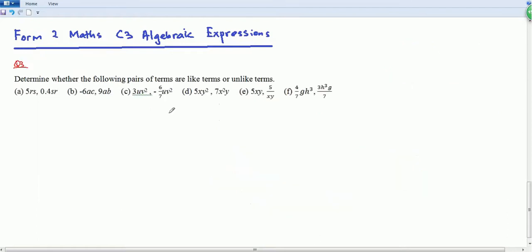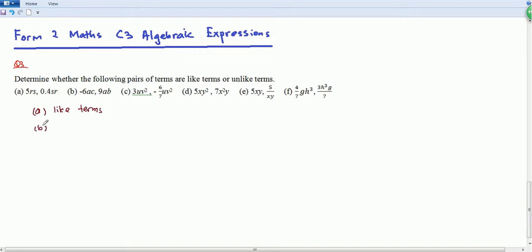Okay, question number 3: determine whether the following pairs of terms are like terms or unlike terms. We look at part A. Like terms means that the two algebraic terms have exactly the same unknowns, and every unknown is raised to the same power. You have rs, r to the power 1, s to the power 1. Here we have sr. The sequence is not important, rs is equal to sr. So r power 1, r power 1, s power 1, s power 1. So for part A, this pair of algebraic terms is like terms.